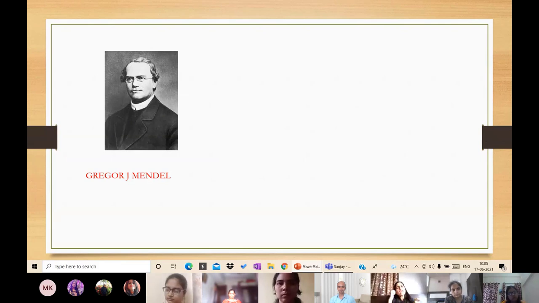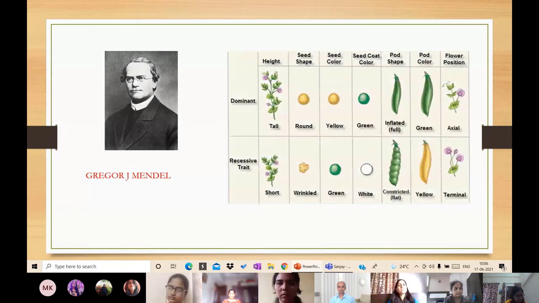Okay, so he was able to discuss every single factor that was responsible for a particular trait. In his experiment, he took the pea plant as a model. And in that, he considered seven characters of the pea plant: height, seed shape, seed color, seed coat color, pod shape, pod color, and flower position.